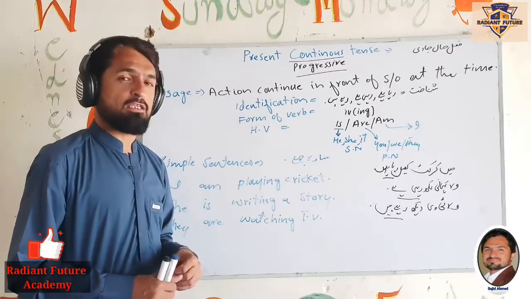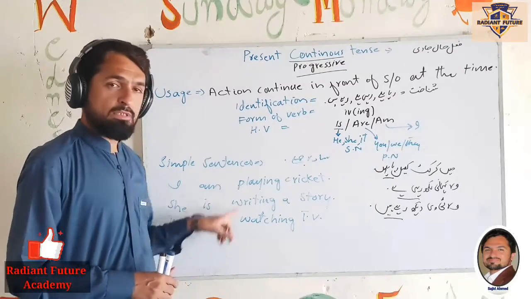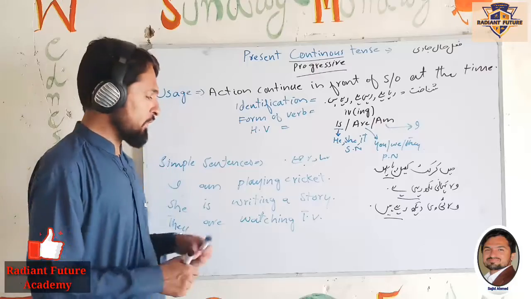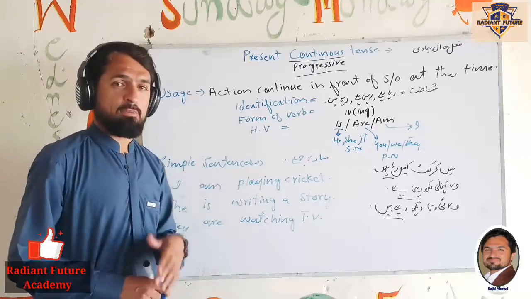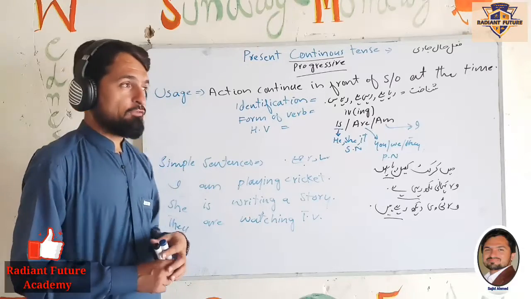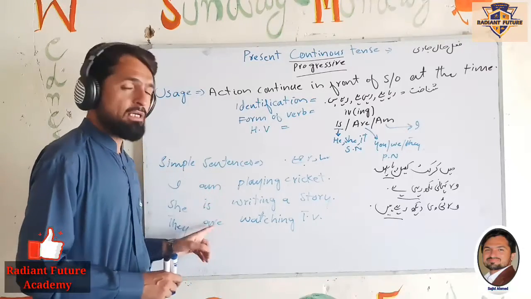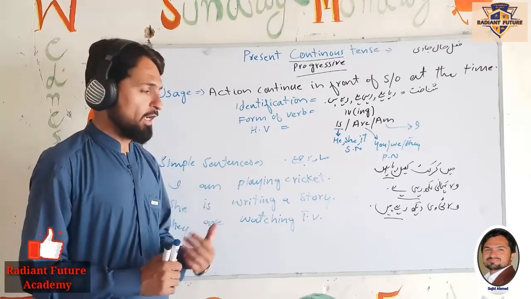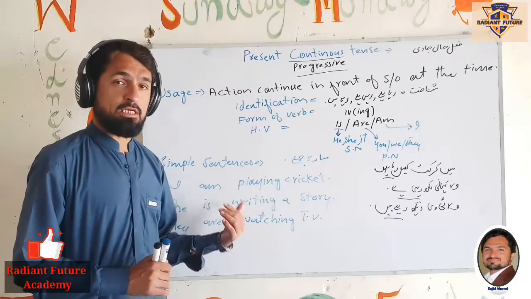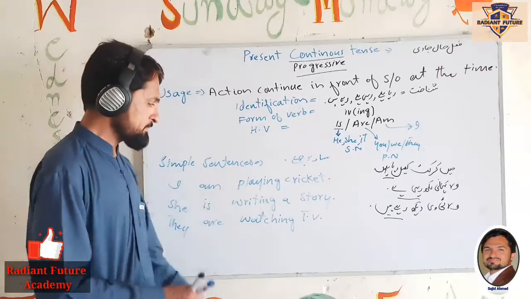In English we identify this tense from the helping verbs and the first form with ing. There are three helping verbs: is, are, am, and after is, are, am, the ing form is coming. Whenever in any sentence we have helping verbs is, are, am, and after them an ing form, at that time we identify this tense as present continuous tense or present progressive tense.